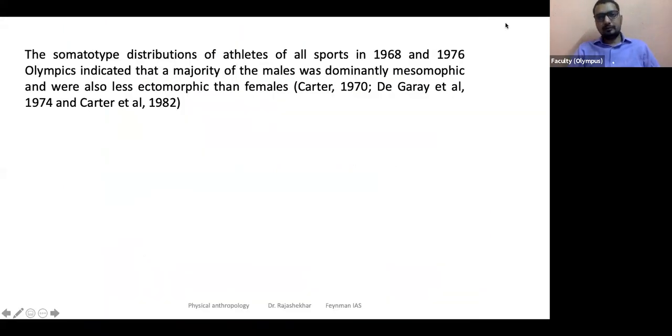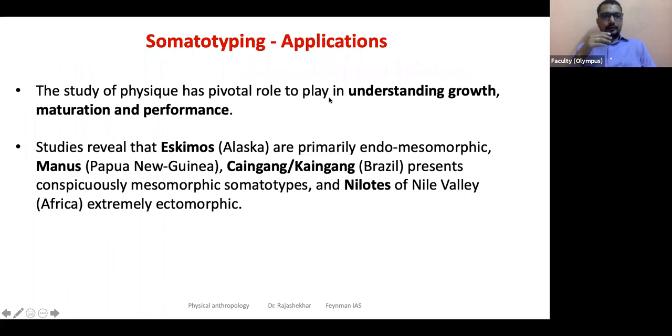Okay, and also studies point out somatotype distributions of athletes for all sports. This is an old study, 1968 and 1976 Olympics, when they looked at the somatotyping of athletes who participated in the Olympics at that time. The majority of the males were dominantly mesomorphic, neither ecto nor endo, but the mesomorphics were more common, more dominant in those sports, and were also less ectomorphic than females. So females are more ectomorphic, or thinner, than the males. So this is a general observation. Over a period of time, when we collect data like that on somatotyping, it would provide us who would succeed better in these types of sports.